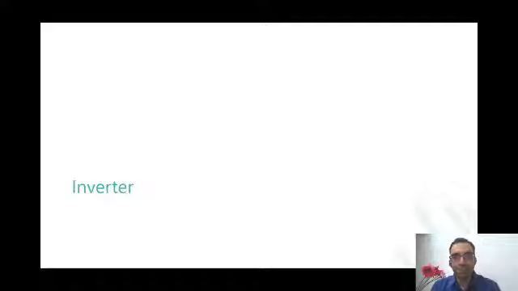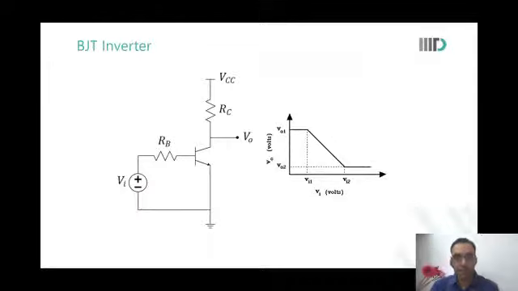So it inverts the logic. You give an input 1, it gives an output 0. You give an input 0, it gives an output 1. Something like this. So this is the BJT inverter.